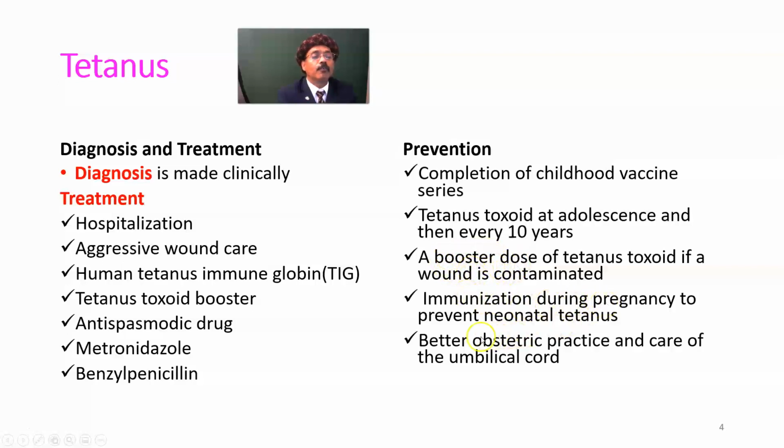Immunization during pregnancy prevents neonatal tetanus. If the mom is immunized during pregnancy, then the neonate will most likely not have tetanus. Better obstetric care, and practice and care of the umbilical cord. The umbilical cord should be cut with sterile scissors and tied with sterile thread. Never apply soil or any other thing to the umbilical cord stump. That may become infected and lead to neonatal tetanus.